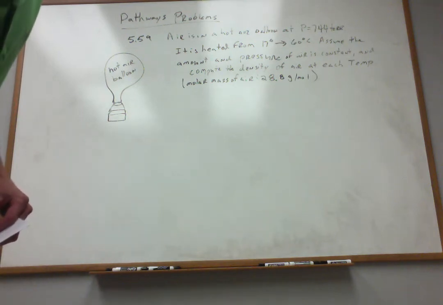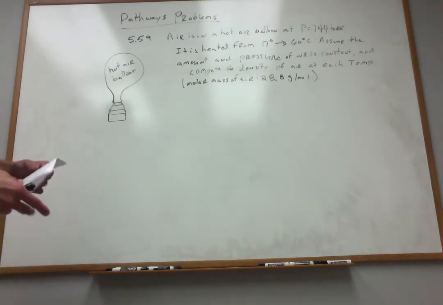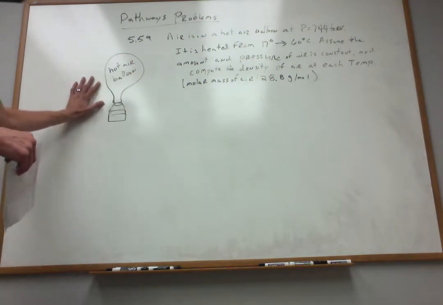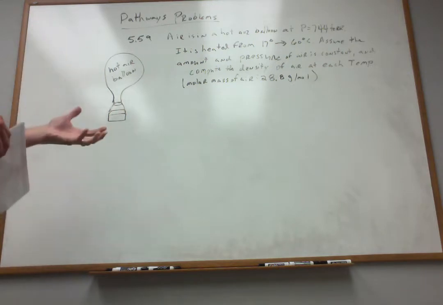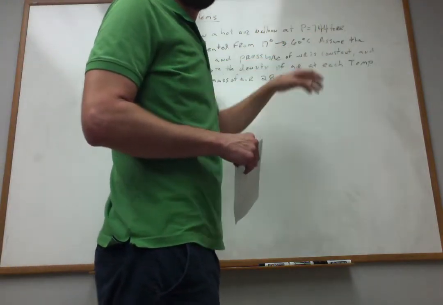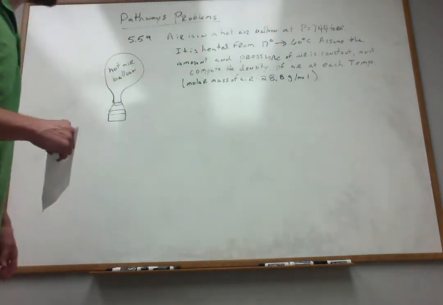All right, another fun problem here from the book, 5.59. It asks about a hot air balloon. We're going to put air inside that hot air balloon, and the air sample is going to be held at a pressure of 744 torr. Okay, it's a pressure unit.